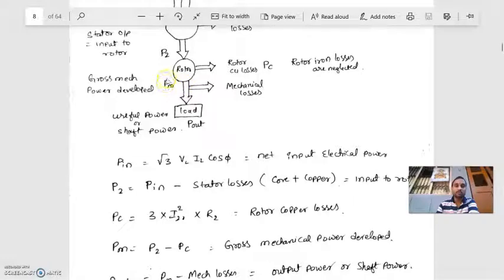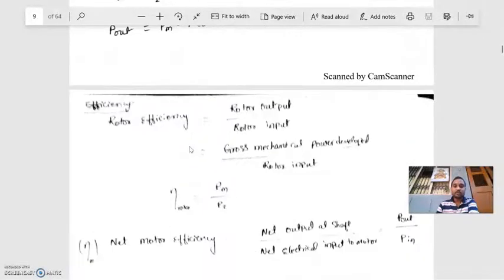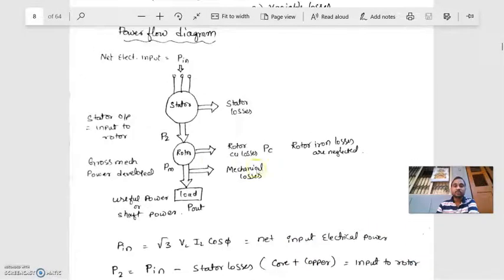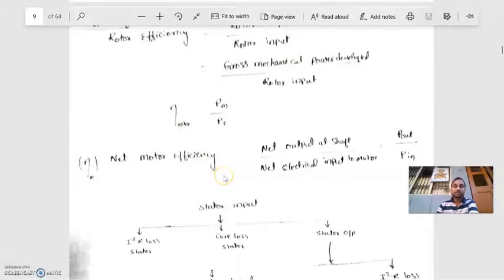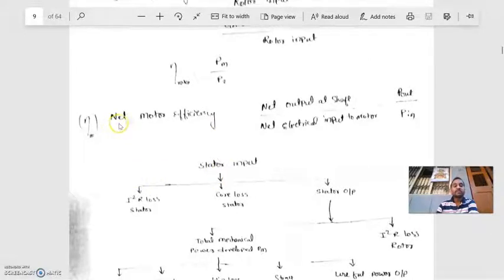So this is also represented by PM, that is gross mechanical power developed. And P2 is your rotor input. Therefore, gross mechanical power developed, PM, divided by rotor input, P2, is called the rotor efficiency. Similarly, you can find out the net motor efficiency.